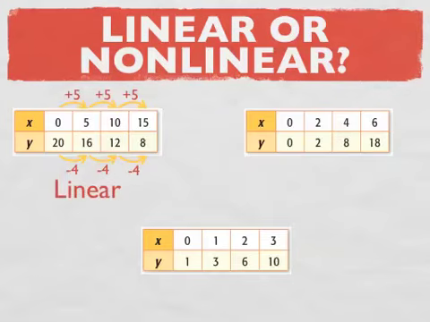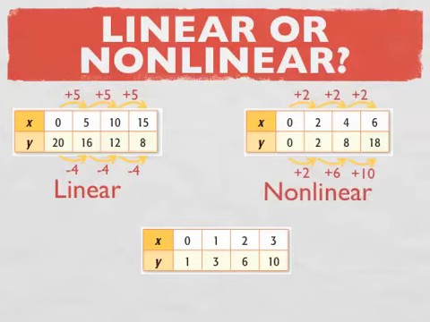Now, if you look at the next example, to go from 0 to 2 in the x's, we add 2. From 2 to 4, we add 2, and from 4 to 6, we add 2. So my x values have a constant increase of 2. If you look at the y values, though, to go from 0 to 2, I add 2. To go from 2 to 8, I add 6. To go from 8 to 18, I add 10. That is not a constant rate because I'm adding a different value each time. So this would be a nonlinear function.